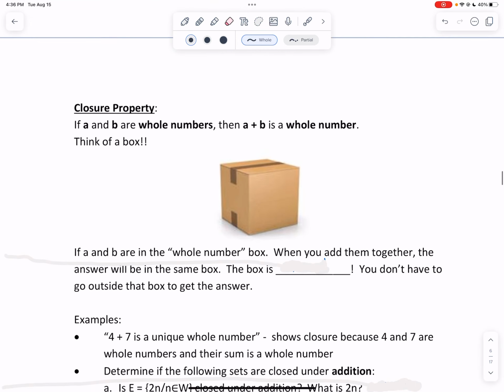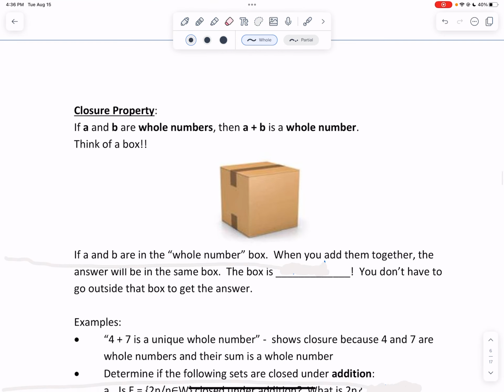Okay, so the closure property basically says that, let's say I have a bunch of whole numbers in this box. So I've got zeros, ones, twos, threes, and I've got a bunch of them. So I might have some more zeros and ones and twos, and I've got lots and lots of numbers in here. I've got 100, I've got 215, I've got all the numbers from 0 to infinity, and we've got them all in there, okay?